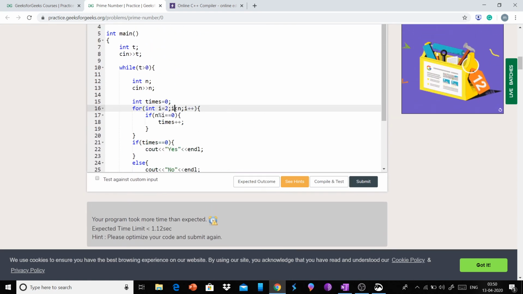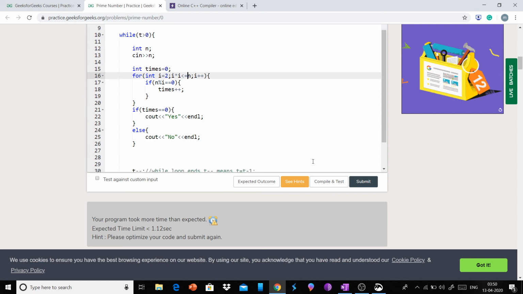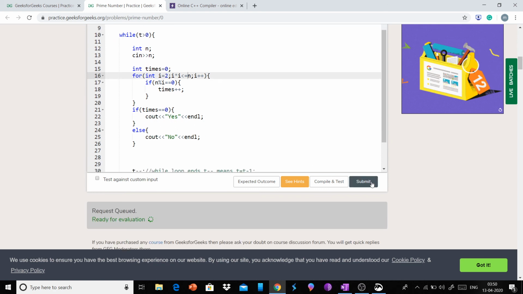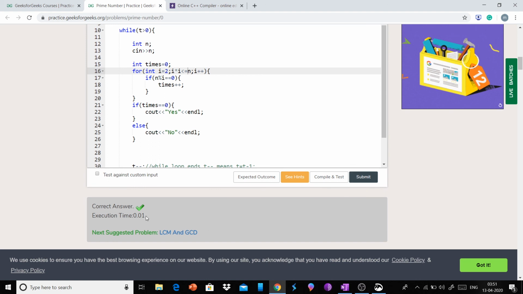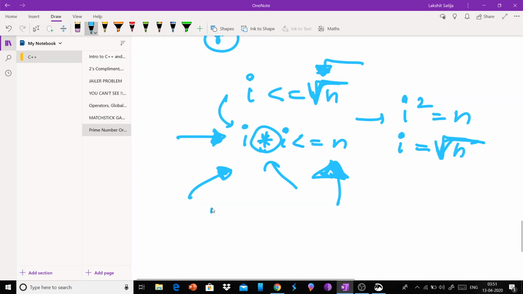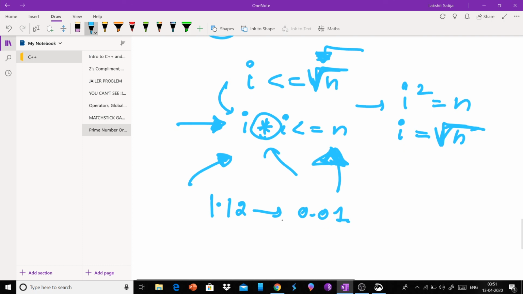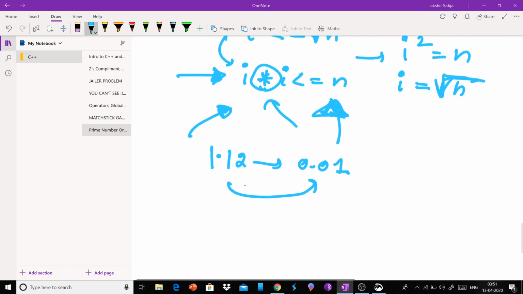So what I will do is that I will just do i star i is less than or equal to n, right? So let's submit it again. i star i should be less than or equal to n, or i should be less than or equal to root n, right? So now you can see that the execution time has reduced to 0.01 seconds, right? So you can see that our program has optimized from 1.12 seconds to 0.01 seconds, right? So you can see how big a difference there is, right?